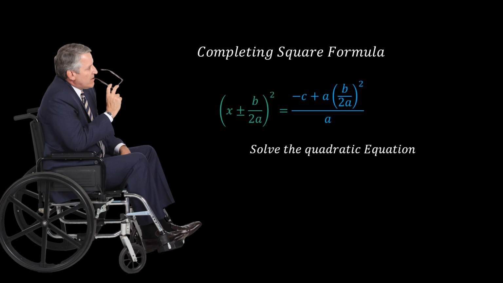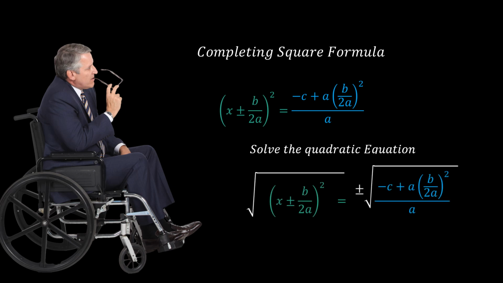If you want to solve the quadratic equation, you can take the square root of both sides, but make sure that the right side square root is positive and negative, because if the discriminant gives a positive number, there are two solutions for the quadratic equation, and this is the solution for the quadratic equation.